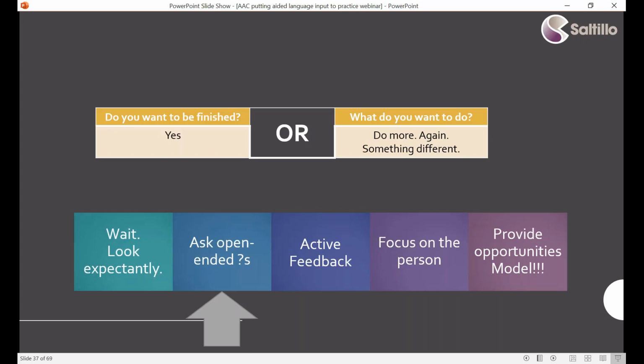Another example, instead of asking, do you want to be finished, which probably would just generate yes or no, you could say, well, what do you want to do now? And again, you can see where we have different language opportunities, and it also gives the individual who uses AAC an opportunity to take control of the situation.